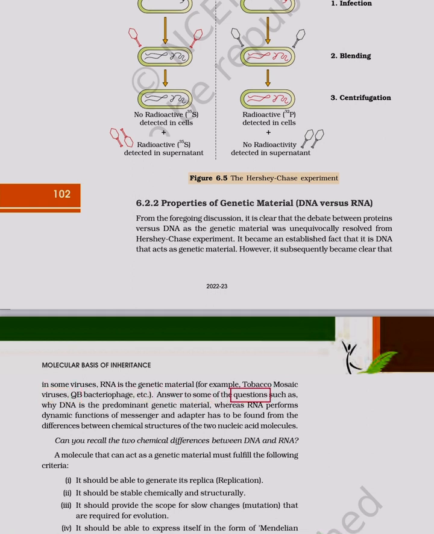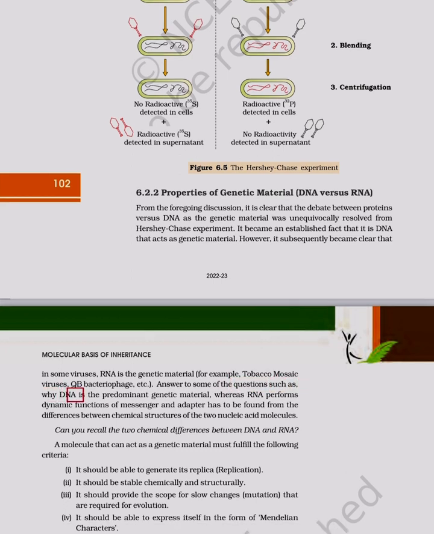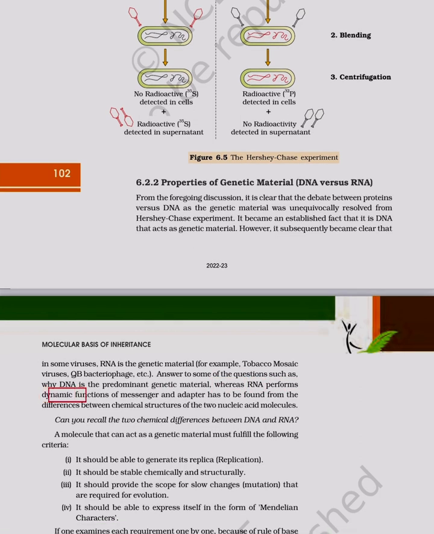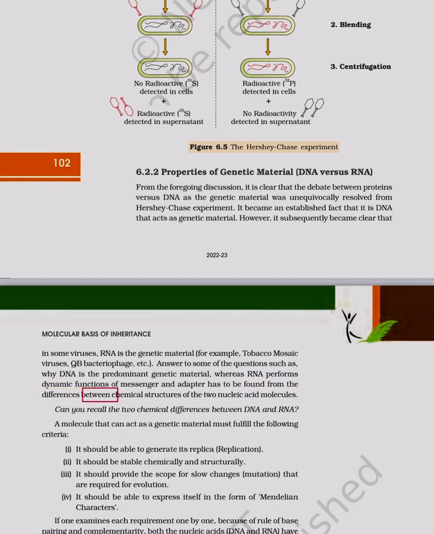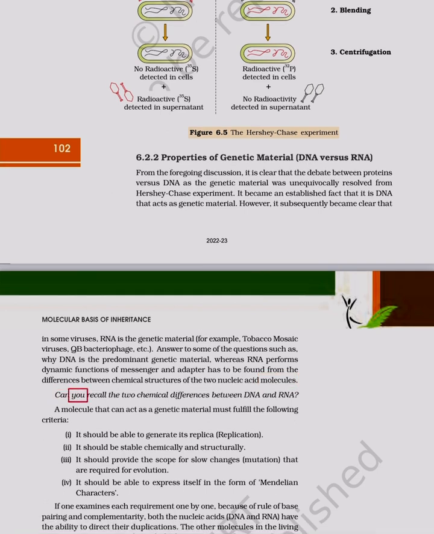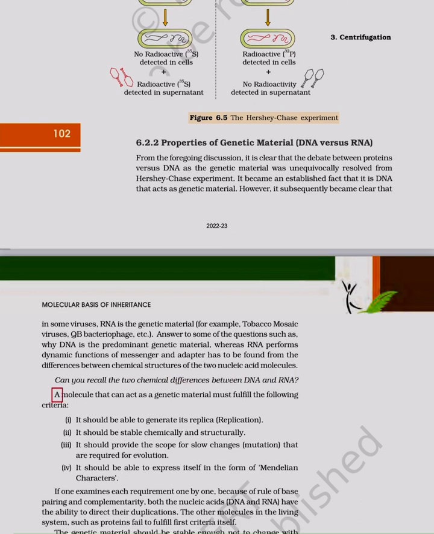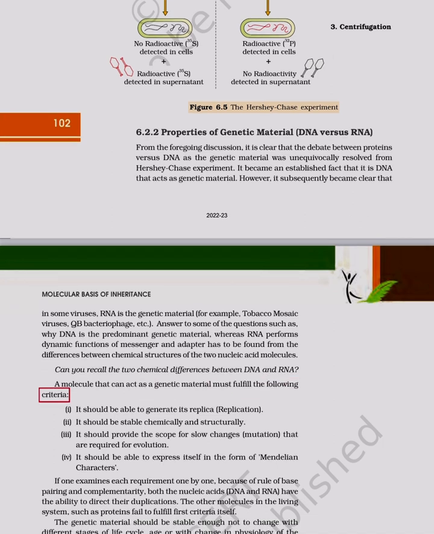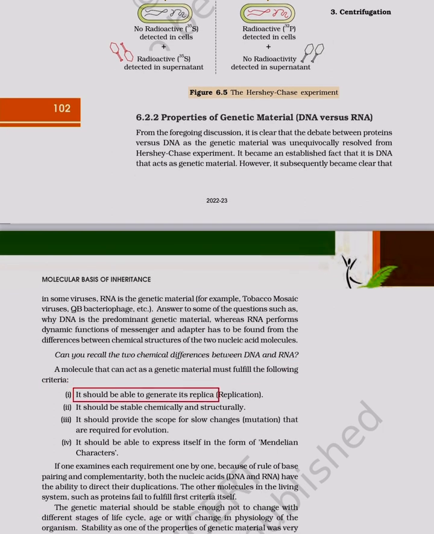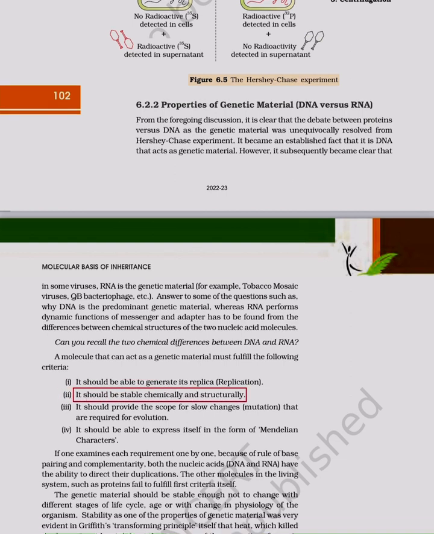Answers to some of the questions, such as why DNA is the predominant genetic material, whereas RNA performs dynamic functions of messenger and adapter, have to be found from the differences between the chemical structures of the two nucleic acid molecules. Can you recall the two chemical differences between DNA and RNA? A molecule that can act as a genetic material must fulfill the following criteria. 1. It should be able to generate its replica, replication.